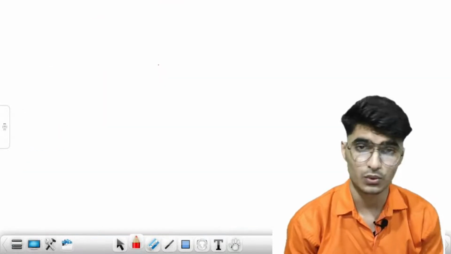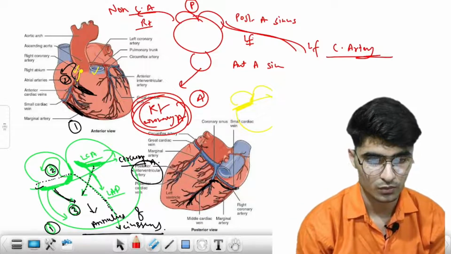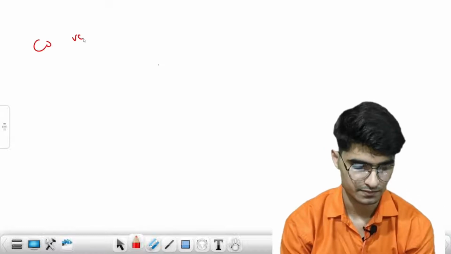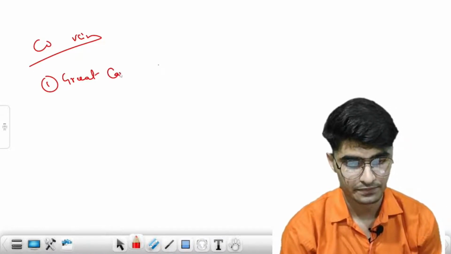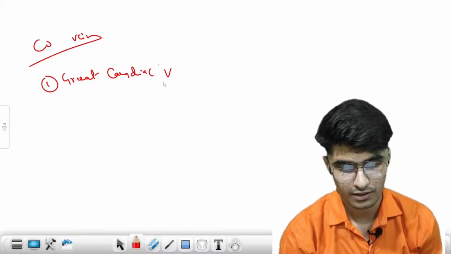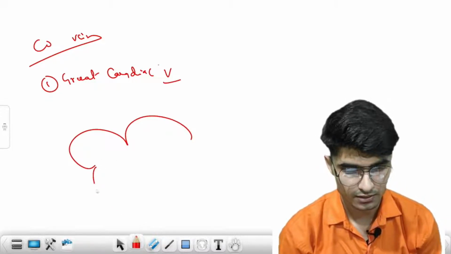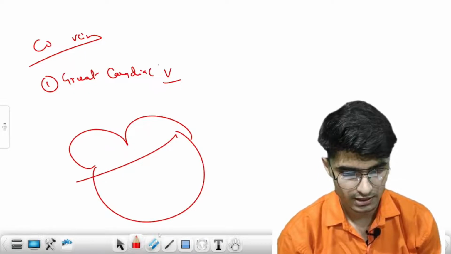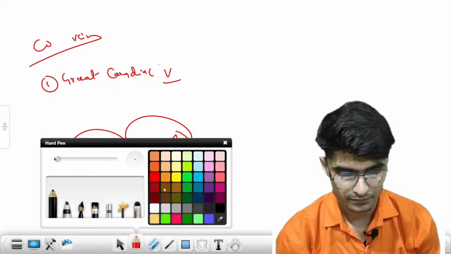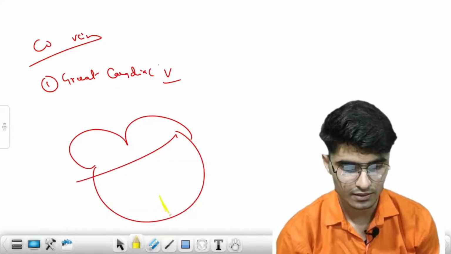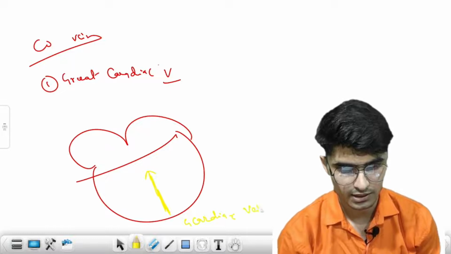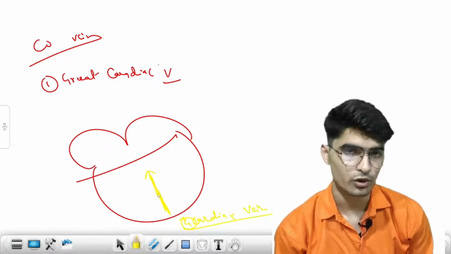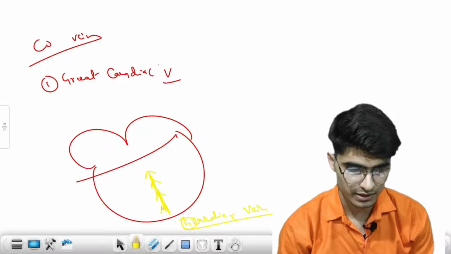And now we will discuss the coronary veins. The most important vein is the great cardiac vein. And this is our heart, and this is our great cardiac vein. That is the great cardiac vein, starting from the anterior interventricular sulcus.